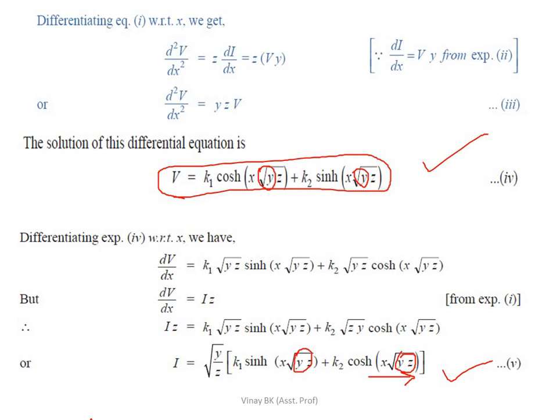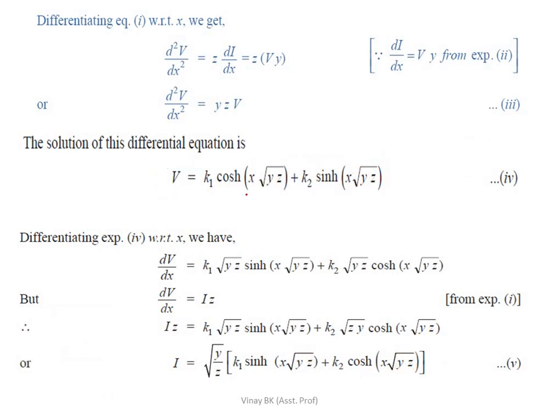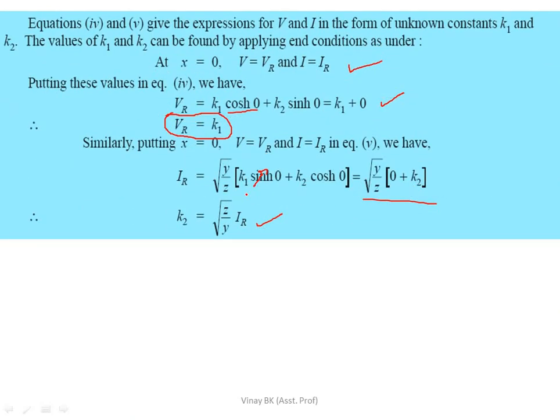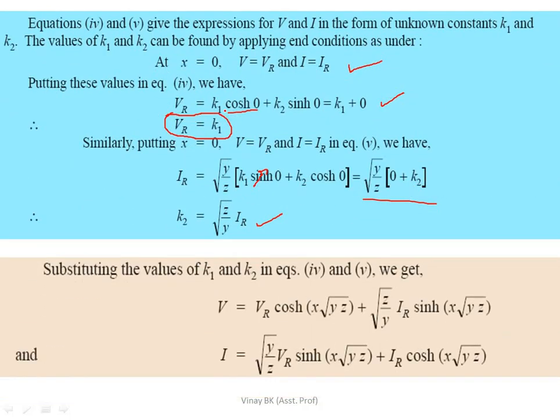See here, equation 4 is V equals k1 cos h of x root yz plus k2 sin h of x root yz. Here we have the value of k1 as Vr, so wherever there is a k1, substitute Vr, and wherever there is a k2, substitute square root of z divided by y into Ir, so that you can get the expression. These are the expressions we get with the help of the unknown terms k1 and k2.